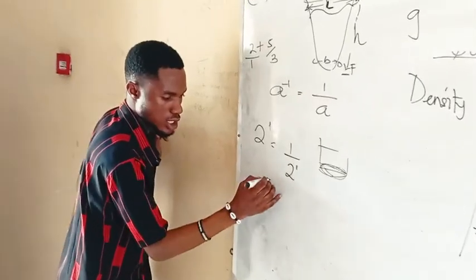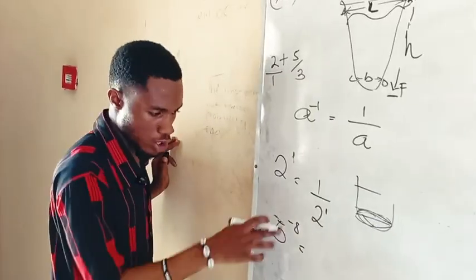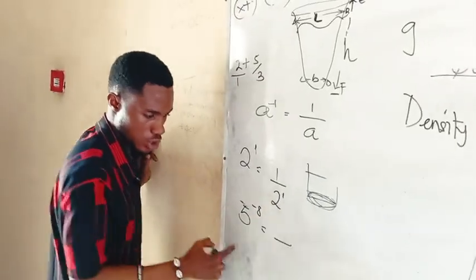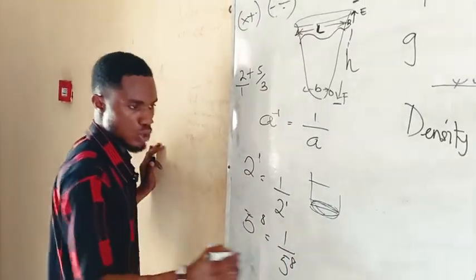So somebody is giving you this 5 raised to the power of minus 8, and you want to remove the minus. Change the minus to what? Division. It becomes 5 raised to the power of 8. You have 5 raised to the power of 8. Balance here with what? 1.